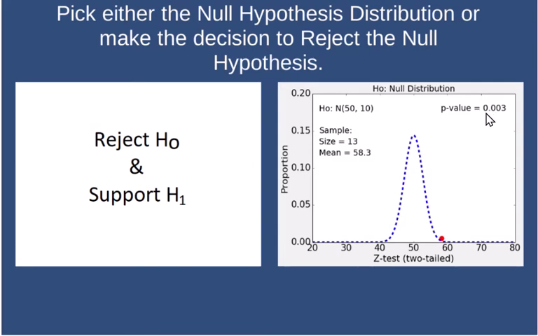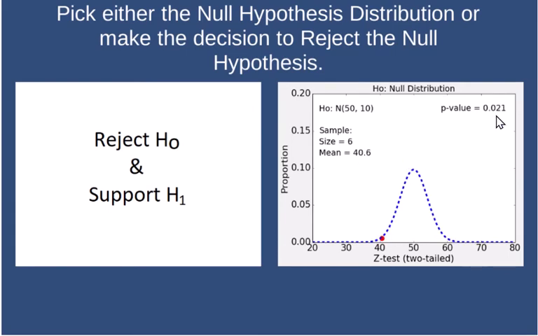Now we got a p-value of 0.003. If we were to believe the null hypothesis distribution, it would say that the probability of this sample mean occurring is 0.003. That's really low. This isn't a very good fit between our sample mean and null hypothesis distribution. So we'll go ahead and reject the null hypothesis distribution.